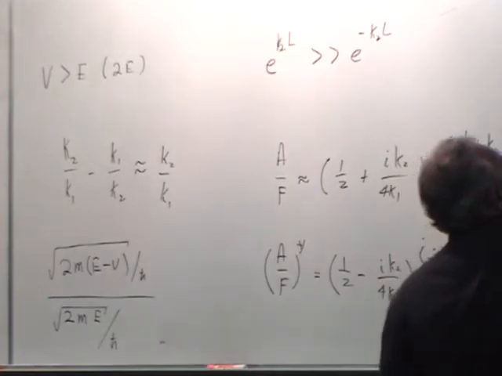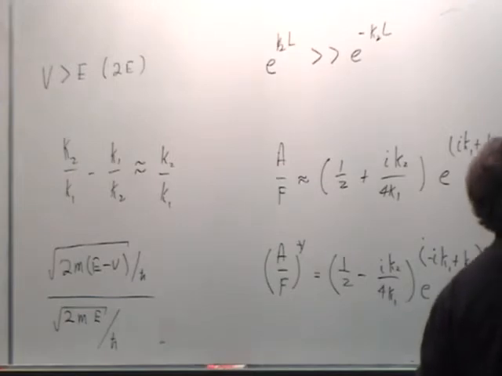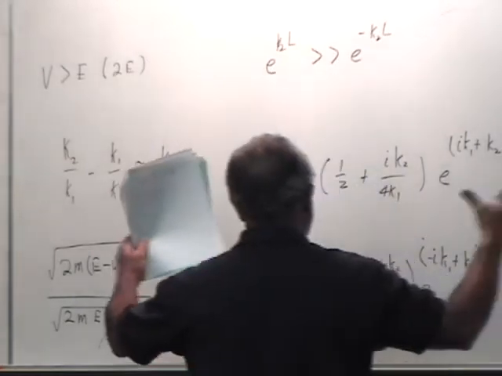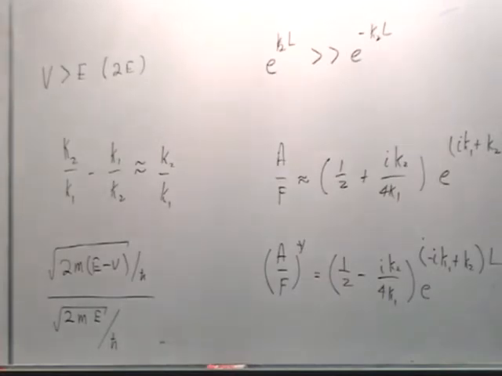T, which was defined as F star over A star. So multiply these two together, flip them over, and what do you get? You get 16 over (4 plus K2 over K1) squared, and this entire thing is times e to the minus 2 K2 L.